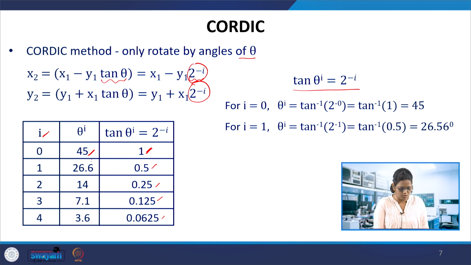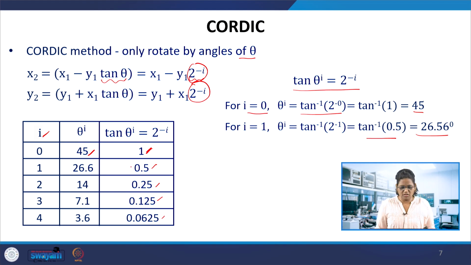So the angle also gets halved in this process, and this is rounded up to 1 decimal. You can have this with multiple decimals as well. You can see the theta variation and the 2 power minus I. For I equal to 0, we substitute it here and get 45, and then next is 26.56, which is tan inverse of 0.5. So we can get this table.